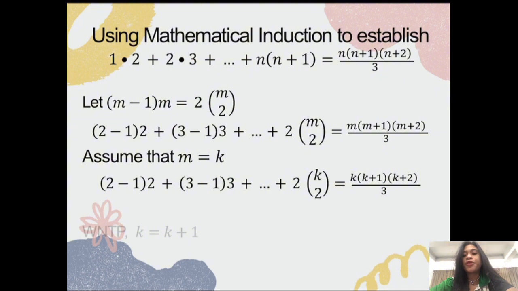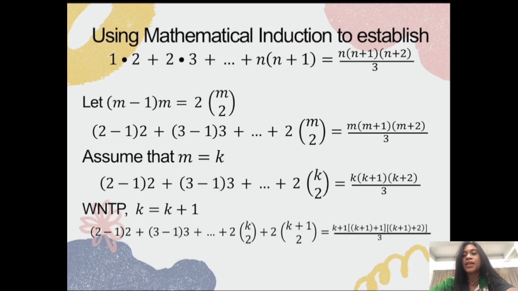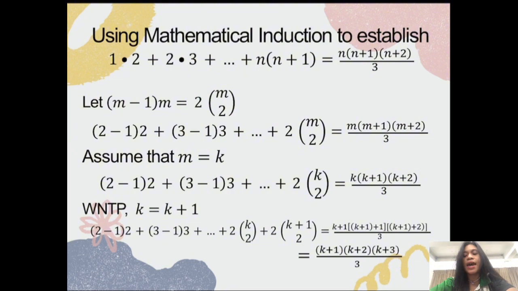So we have (2 minus 1) times 2 plus (3 minus 1) times 3 plus ... plus 2 times (m taken 2) is equal to m times (m plus 1) times (m plus 2) all over 3. Assume that m is equal to k. So substitute all m into k.